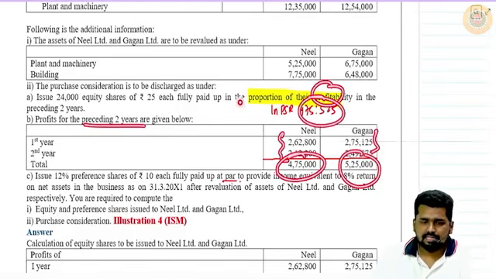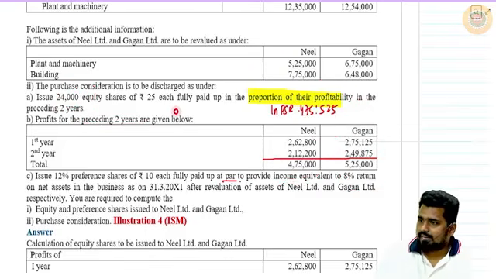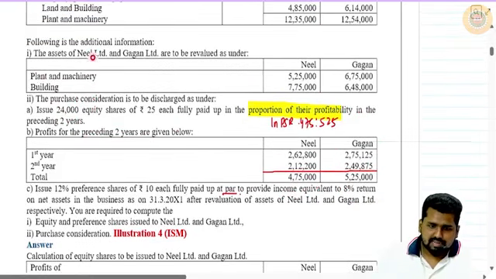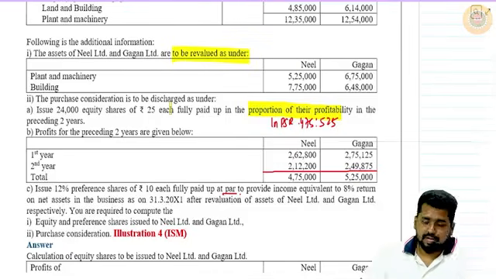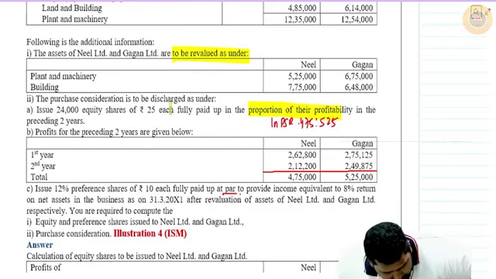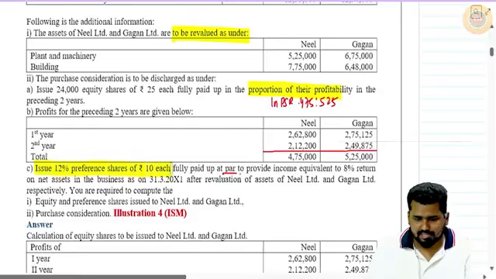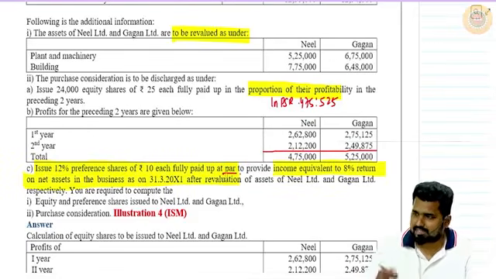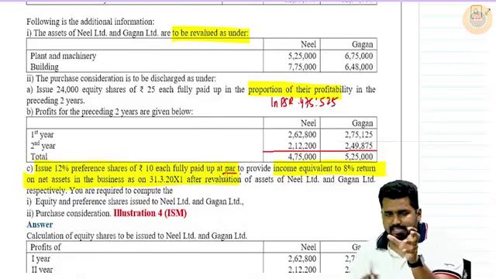So the 24,000 equity shares we have to distribute now, in what ratio should it be distributed? 475 to 525. Clear? So what they are giving is that Neil and Gagan Limited have revalued plant and machinery and building. This is the value. Profits for the last two years are also given. Clear? And also issue 12% preference shares of 10 each fully paid at par to provide income equivalent to 8% of net assets.